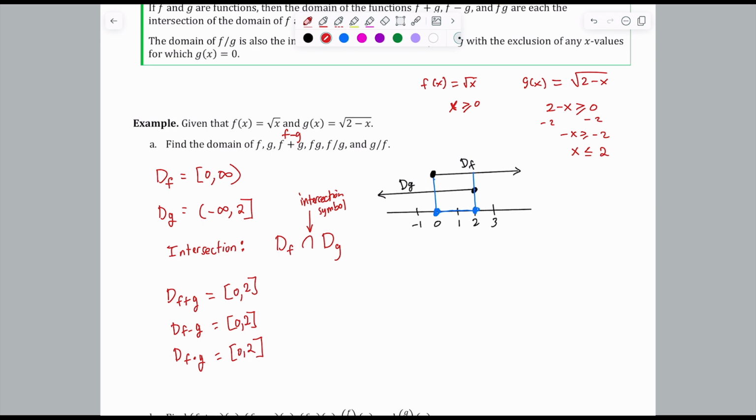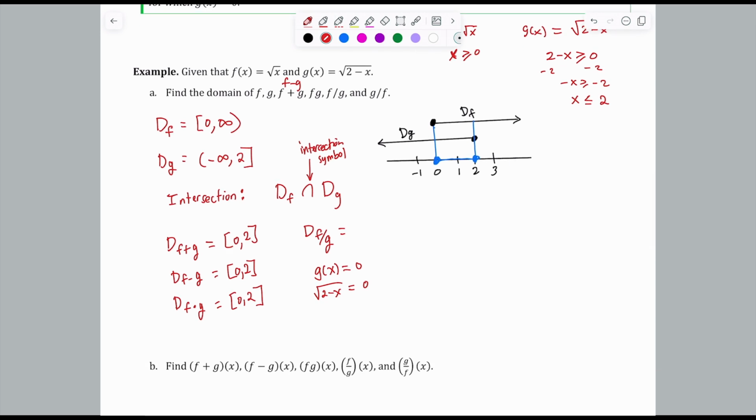Now, we also were asked to find the domain of f over g and g over f. So what's the domain of f over g? Okay, so to do this one, it's going to be equal to basically what we just wrote for the other ones, 0, comma 2. However, we need to exclude any value that makes the denominator, which in this case would be g of x, equal to 0. And what is g of x? Well, the square root of 2 minus x equal to 0. So you would have to square both sides to get 2 minus x equal to 0, which says negative x equals negative 2, or x equals 2.